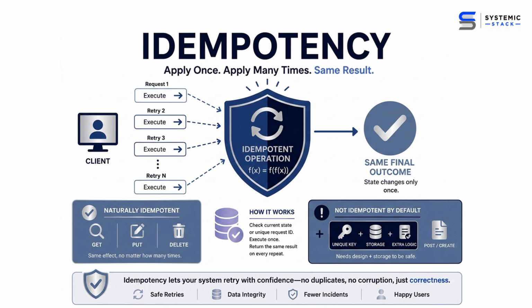It's like a math function where f(x) = f(f(x)). If you set a value to 5, setting it to 5 again doesn't change anything. However, creating a new record usually isn't idempotent by default unless you specifically design it to be. In a system design interview, you'll want to distinguish between operations that are naturally idempotent, like a GET or a PUT, and those that require extra work, like a POST. Understanding this distinction is the difference between a junior developer who just retries everything and a senior engineer who builds systems that handle those retries safely.